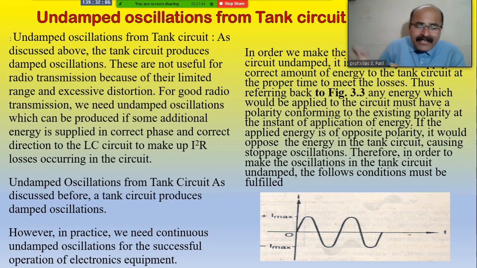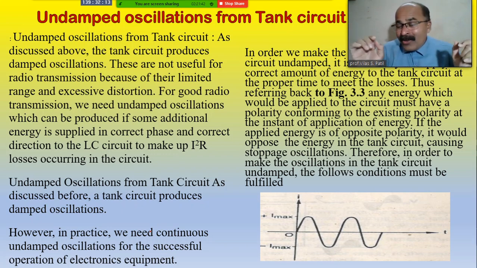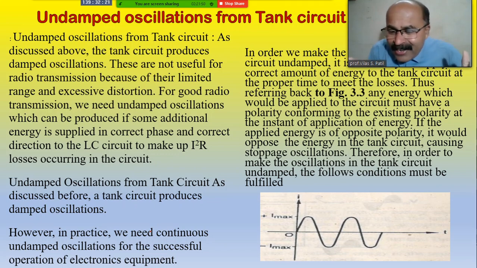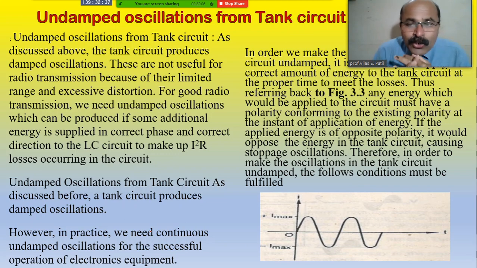This means that for radio communication, damped oscillatory motion is not useful. We require undamped oscillatory motion whose output is sinusoidal, whose amplitude is constant, and which has a prescribed frequency to achieve good radio communication. This can be produced by supplying some additional energy in the correct phase and correct direction to the LC circuit, which makes the power I squared R constant.